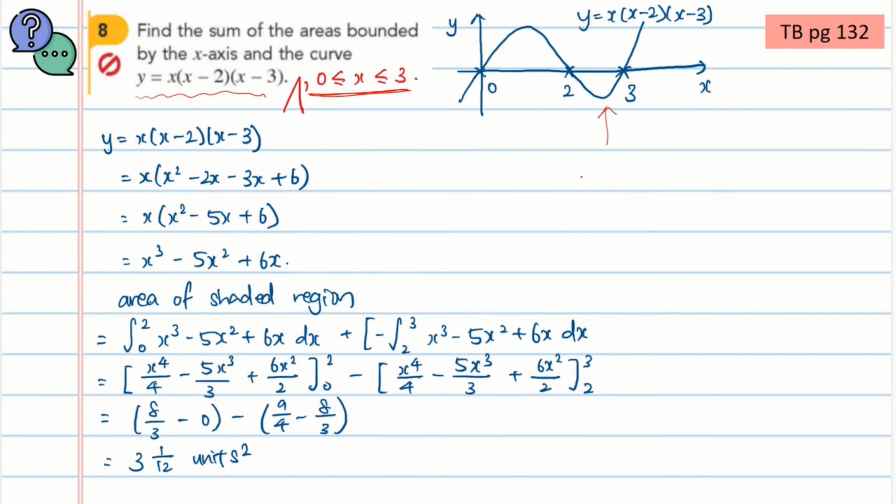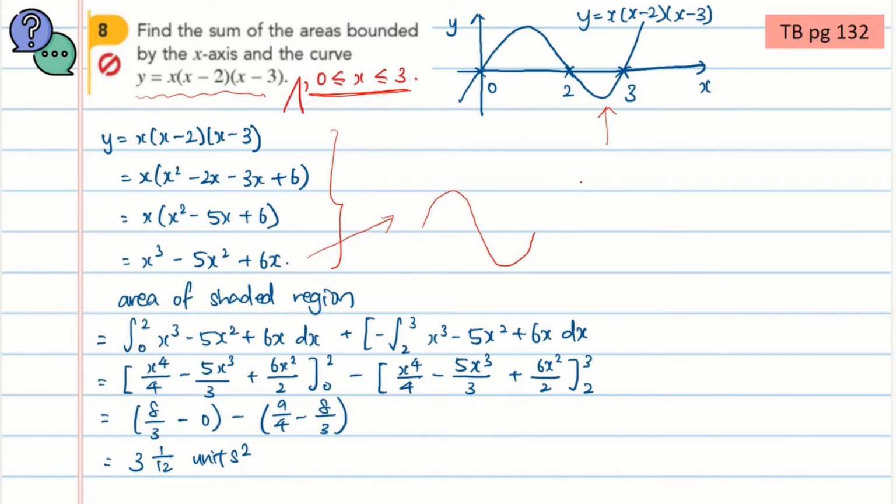Okay, so do observe that if I were to expand out this equation, I will be getting y equals x cubed minus 5x squared plus 6x. And having such an expression, a cubic equation itself, my curve will have to look like this. Okay, for cubic functions, there are actually many ways our curve could look like.